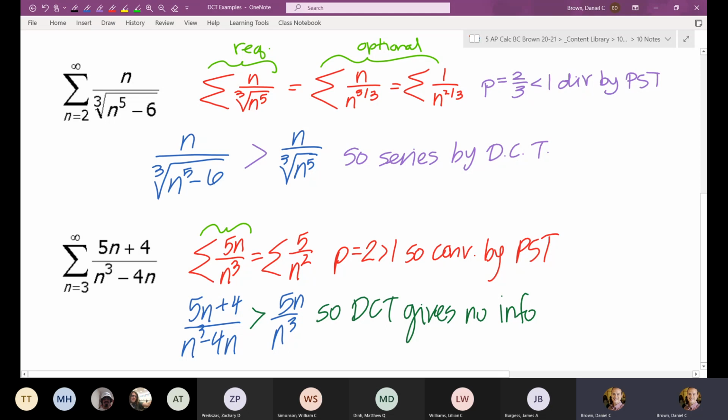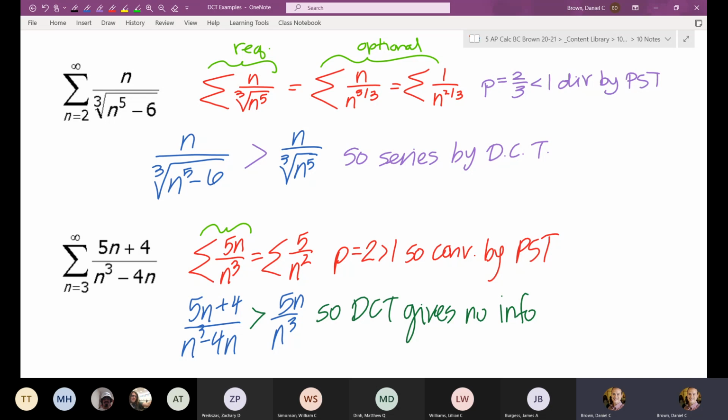So what do we do when the direct comparison test gives no info? We could try an integral test, but that doesn't look like a fun integral to find. I would probably have to start off by doing partial fractions on it. We don't want to do that. So we want an easier test that can also work. It is still going to be a comparison test, and by its name, you can probably assume that it is going to involve some limits.